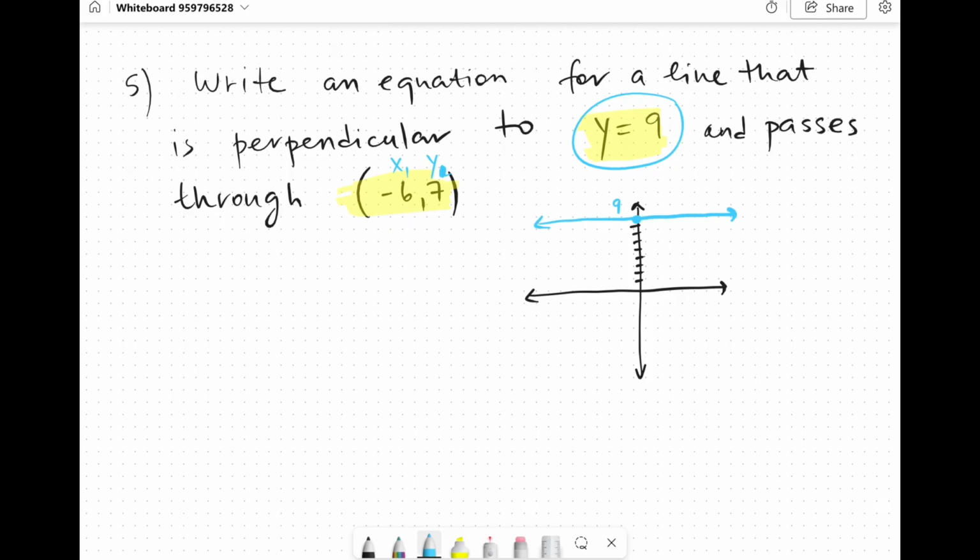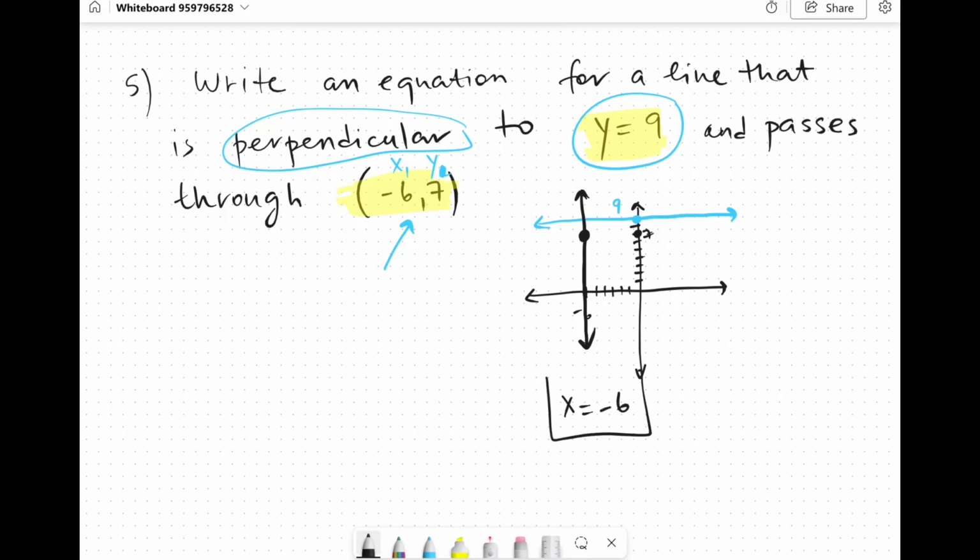So what kind of line would be perpendicular to a horizontal line? Well, that line will have to be vertical to be perpendicular to horizontal. A vertical line that passes through the point negative 6, 7 is right here in black. So this is your point, negative 6, 7, and that's the vertical line that goes through that point. How would you write an equation of a vertical line that hits your x-axis at negative 6? You write x equals negative 6, and that's your final answer.